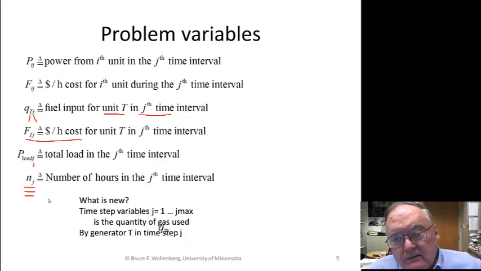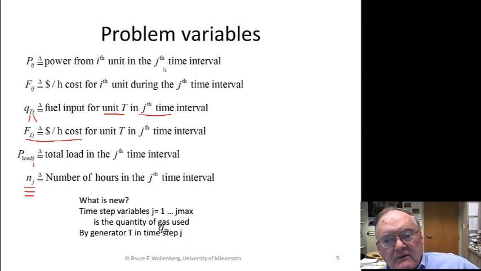We would rather schedule it in 4 hour blocks, so n could equal 4, and then I just have 6 time periods. That's one of the reasons that we use the variable j up here, and we said time interval rather than the letter t for time, which indicates hours, at least it does to me and to my co-author.